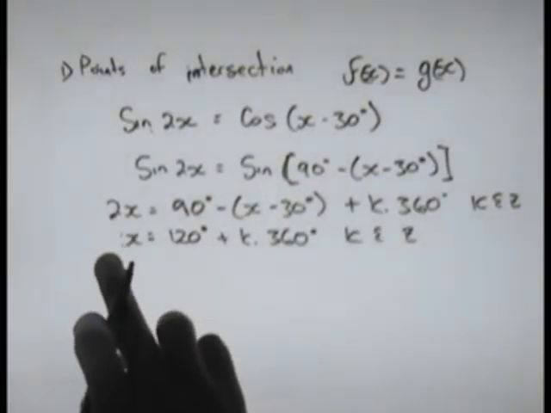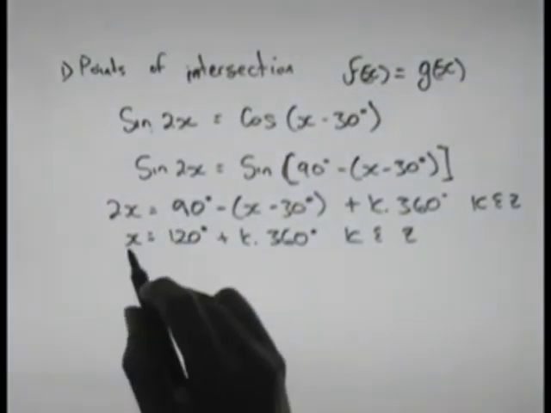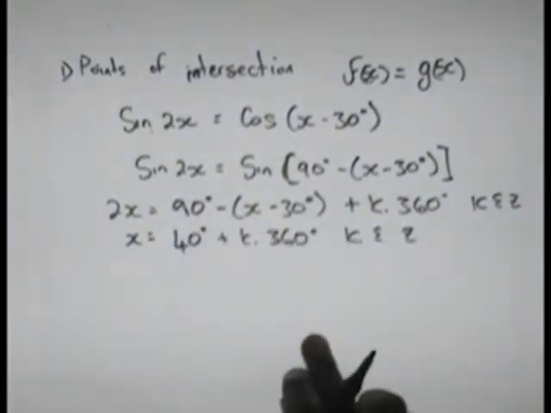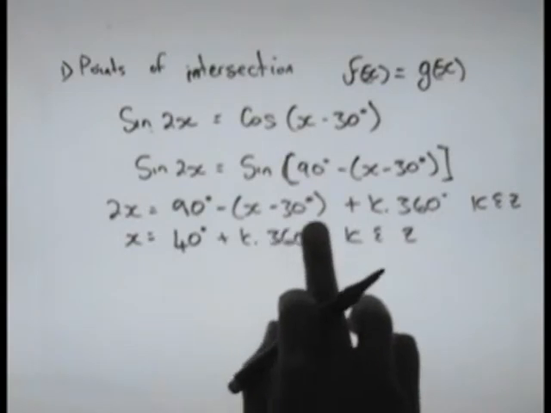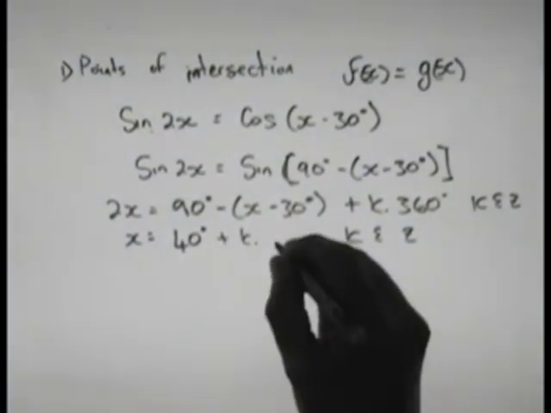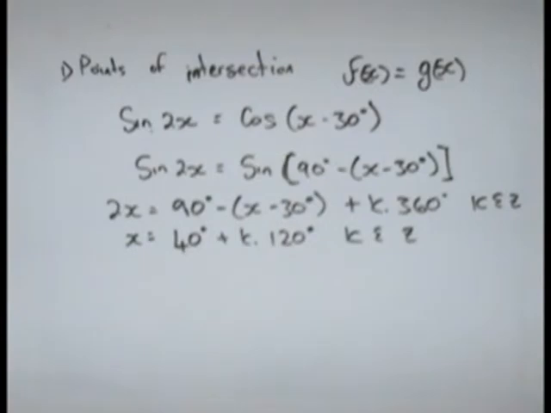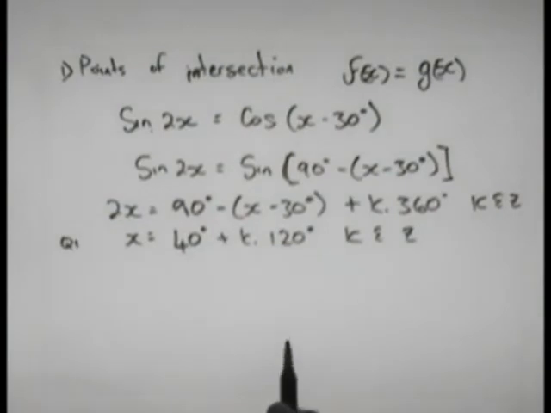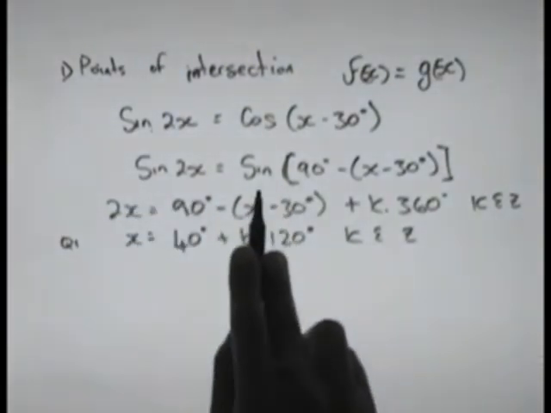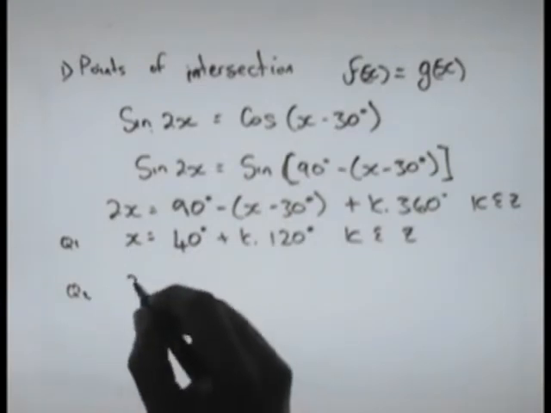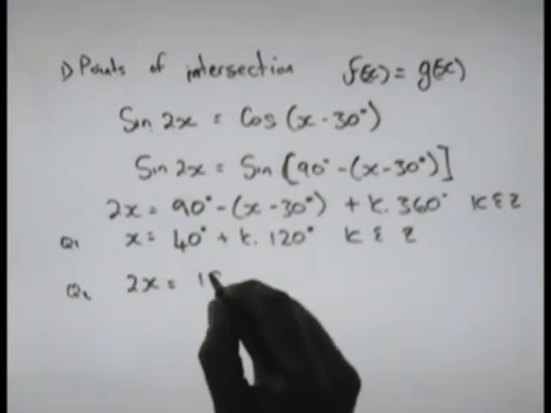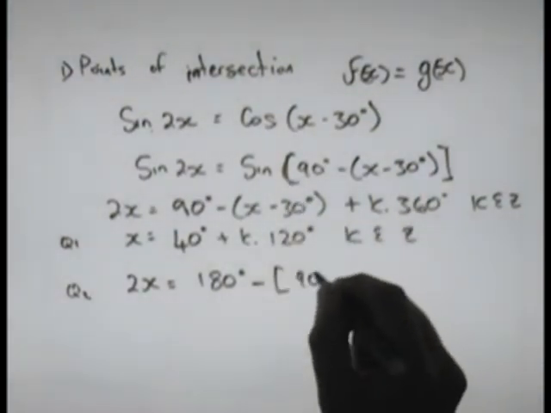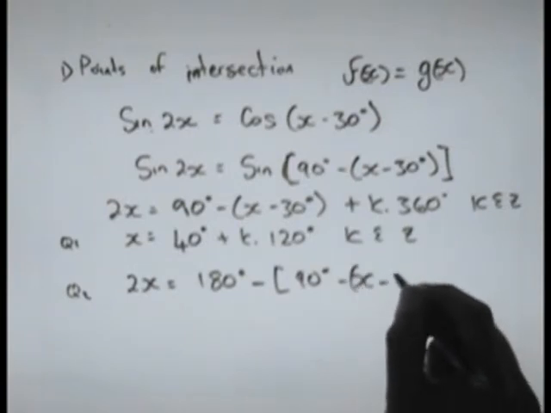That means that x is equal, to get x on its own we divide by 3. What we do to one side we do to the other side. That will be 40 degrees plus k times 360 divided by 3 is 120 degrees. This is only one solution. This is our quadrant 1 solution. Where else does sine operate as positive? In quadrant 2. That means that 2x is equal to 180 degrees minus 90 degrees minus x minus 30.